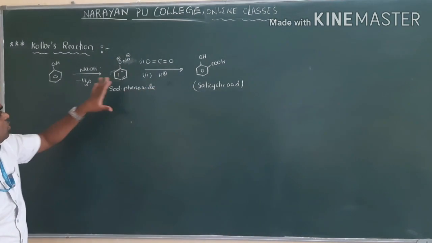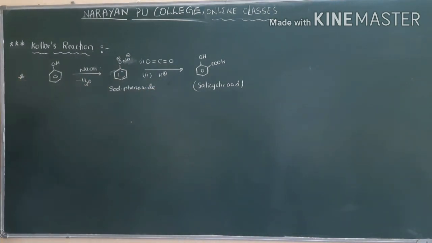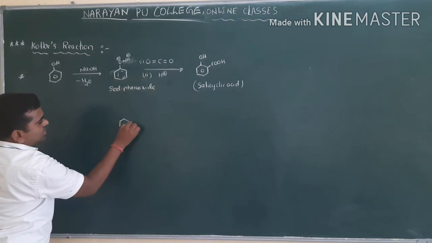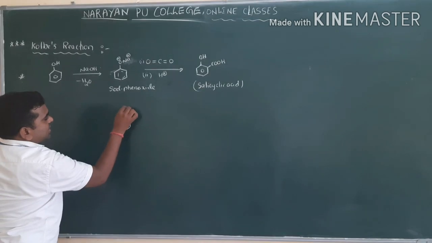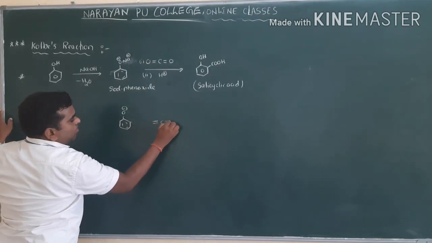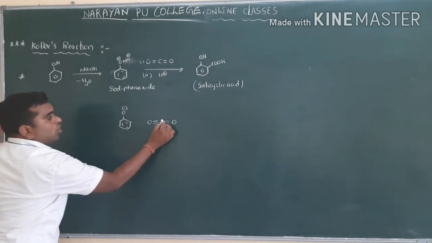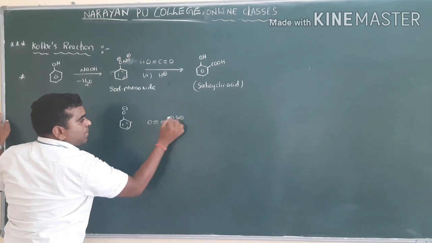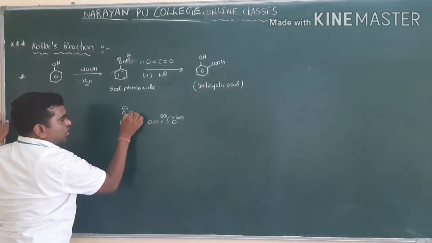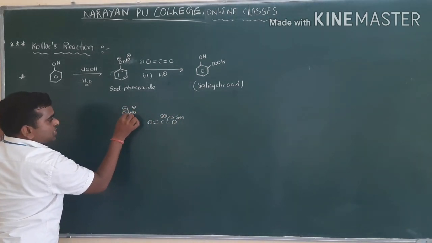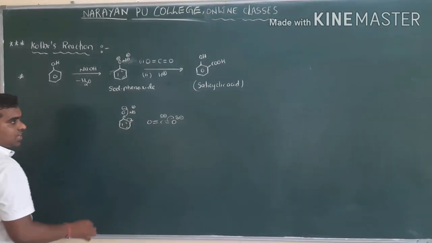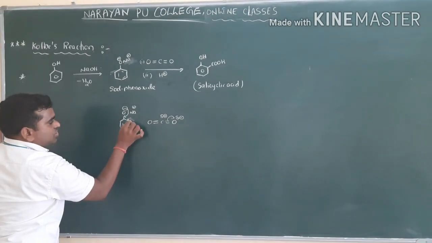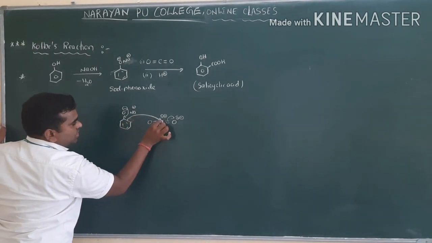How will this form? You have to write only the reaction in the PU examination. But see here, a simple mechanism: you know this is O minus, and here C double bond O. Oxygen is more electronegative, so it gets the partial negative charge and carbon gets the partial positive charge. You know this is Na plus. So this bond's electrons come here, and the negative charge attacks the positive charge.